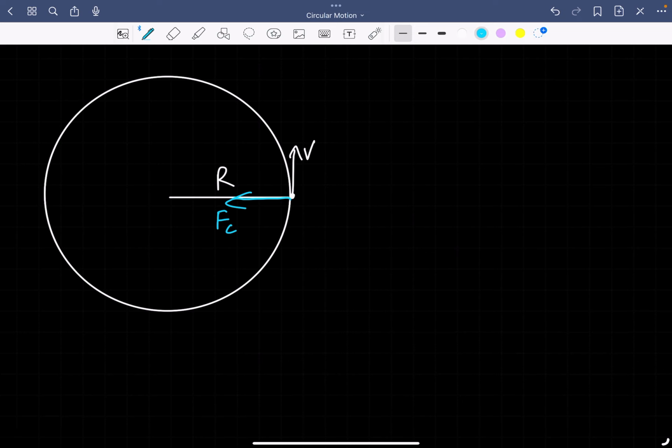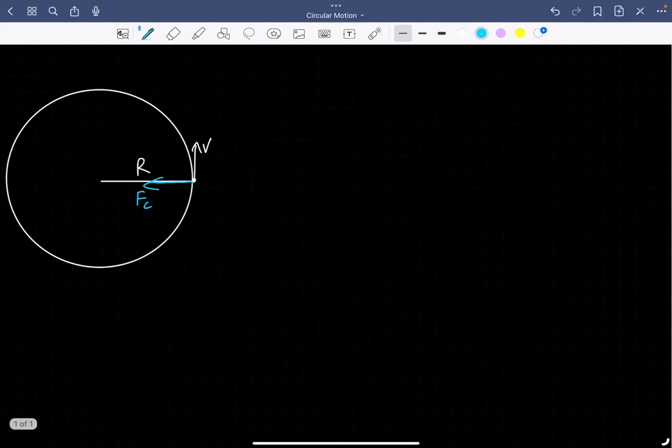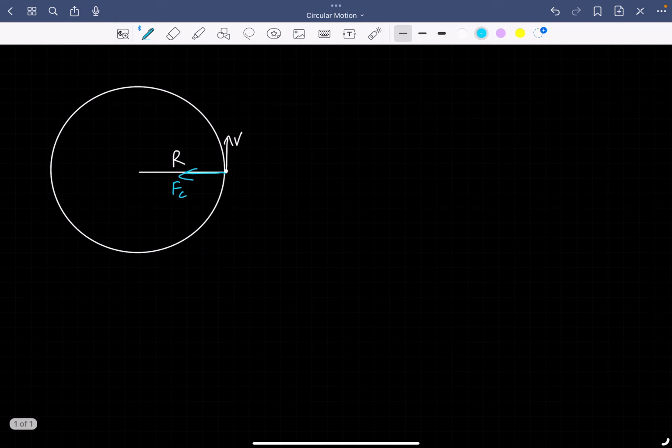Now, the instantaneous velocity will always be tangential to the circle because it is tangential to the path that the object follows. And we'll call this force the centripetal force because it is directed towards the center of the circular path. Now, if we want to calculate the magnitude of the centripetal force, we can do this by using a clever way of comparing similar triangles.